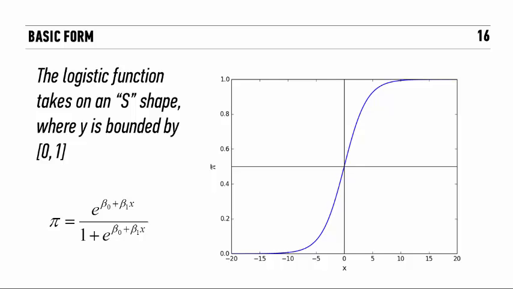So the function is this S shape, also known as a sigmoid shape, and it is bounded on the y-axis by 0 and 1, which makes sense given that we're trying to predict the probability of something occurring or not occurring.